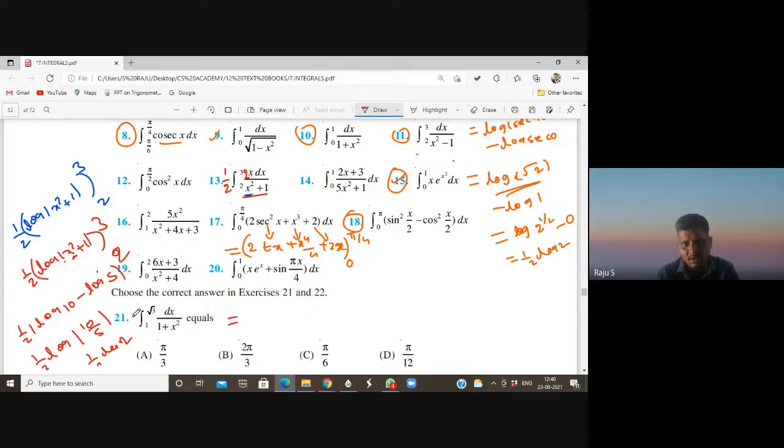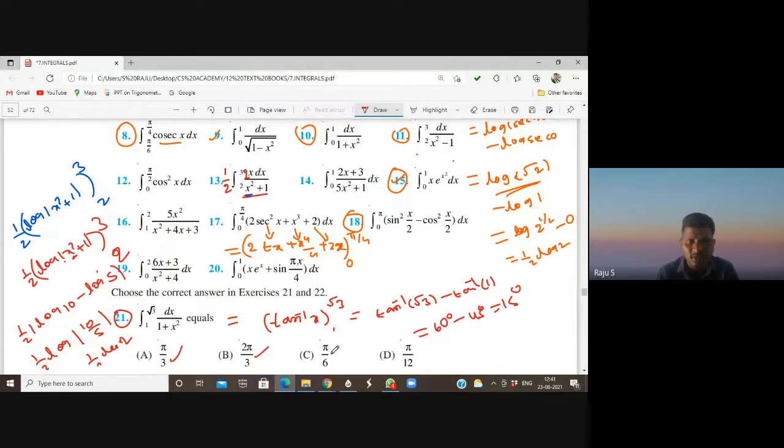Coming to this question, for example, take 21. See, straight direct, it is a formula: 1 by 1 plus x square. The integral is tan inverse x from 1 to root 3. Apply the upper limit: tan inverse root 3 minus tan inverse 1. Tan inverse root 3 is 60 degrees. This is 45 degrees. So 60 minus 45 is 15 degrees. Option D is right.